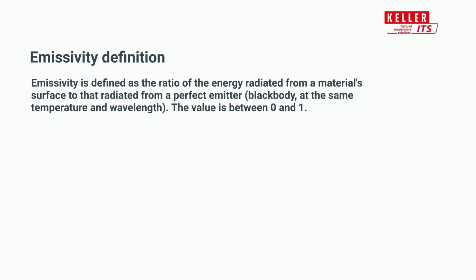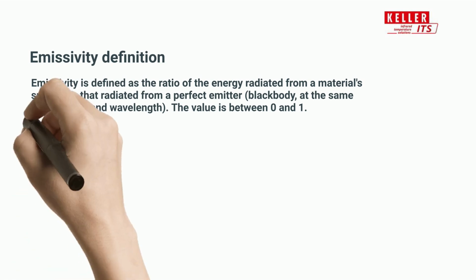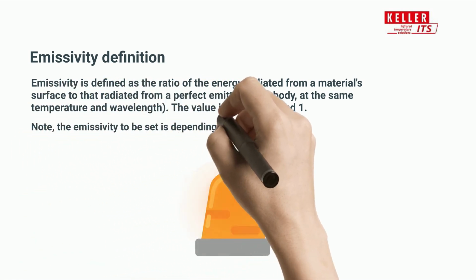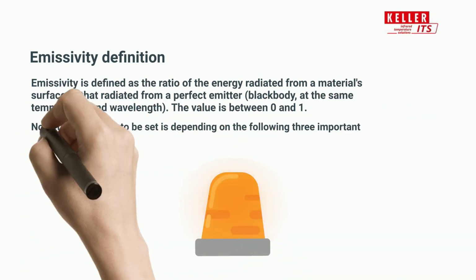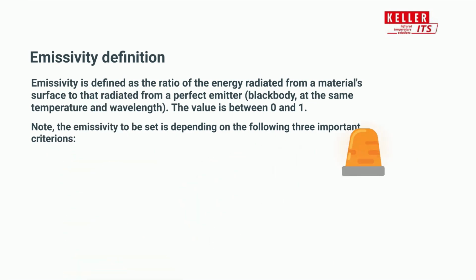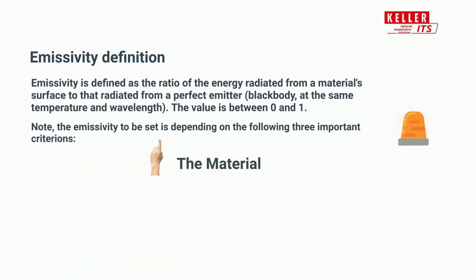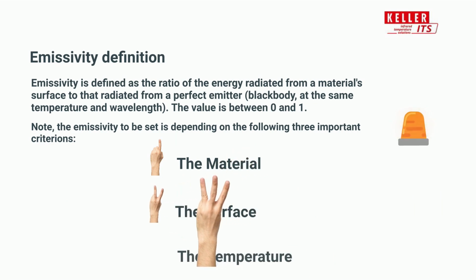But let's define what emissivity is. Emissivity is defined as the ratio of the infrared energy radiated from a material surface to that energy radiated from a perfect emitter, also known as a blackbody. The value is between 0 and 1. Please note, the emissivity to be set always depends on the following three important criteria. First, the material. Second, the surface. Third, the temperature.